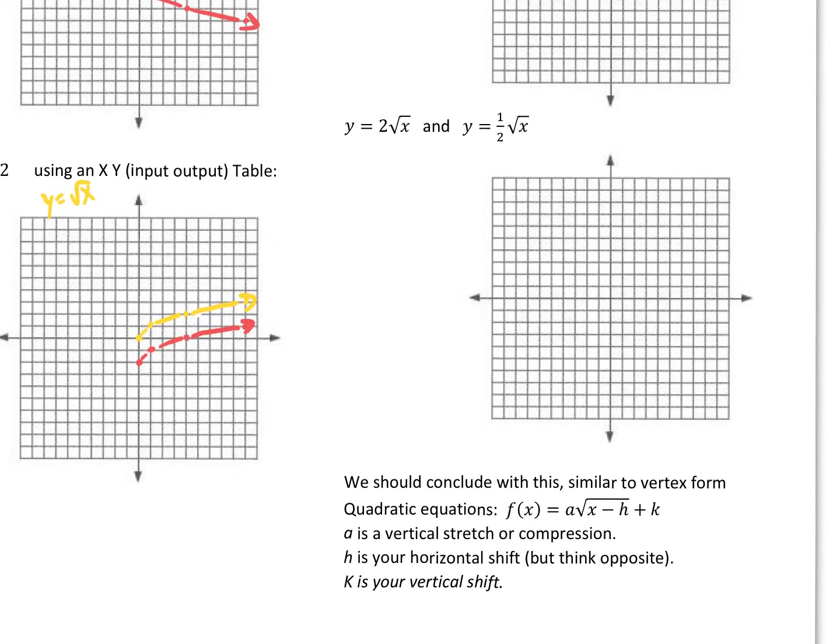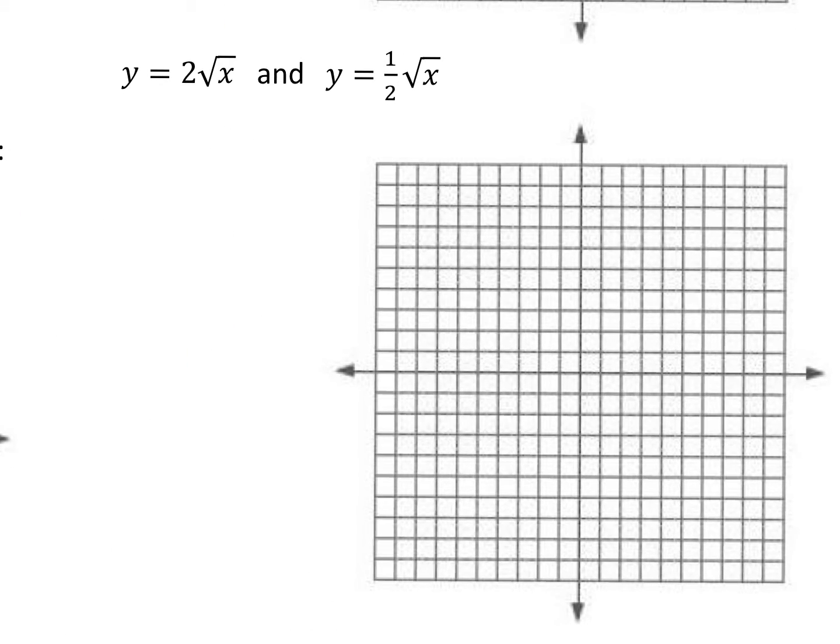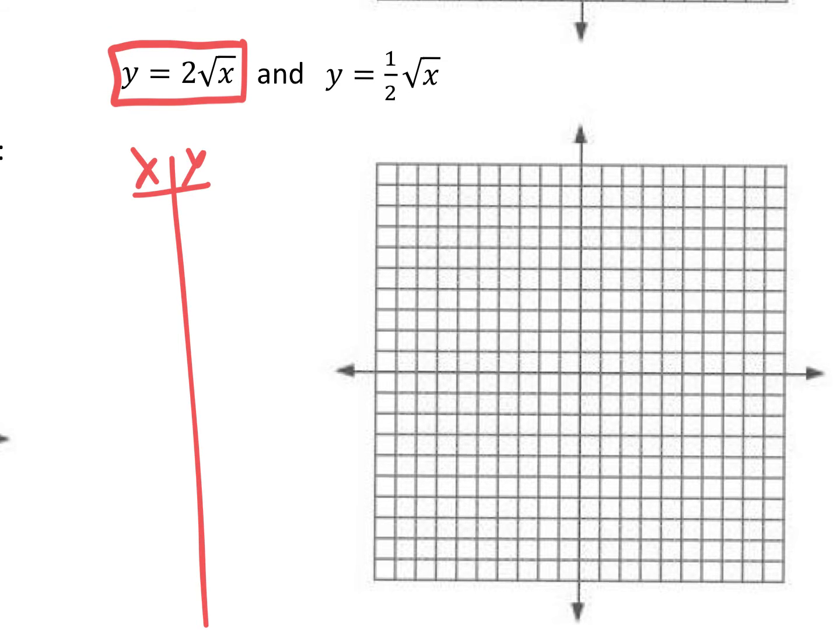What if I were to graph this guy right here? I want to do this one in red. Input output table. I could do the square root of 0. The square root of 0 is 0 times 2 is still 0. The square root of 1 is 1, but times 2 will give me 2. Right? When I plug in a 1, the square root of 1 is 1, times 2 will give me 2.